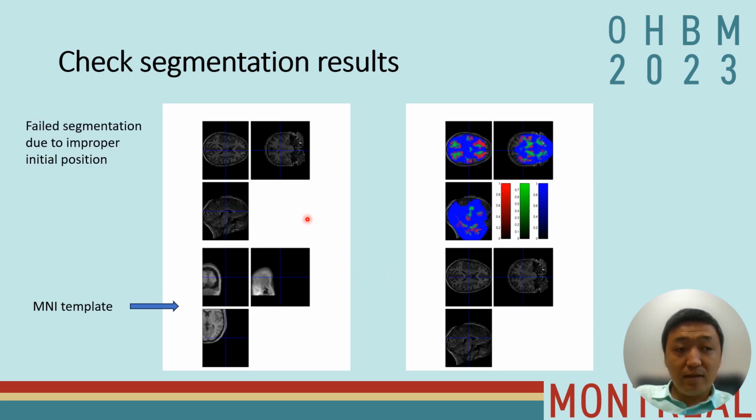And here is a bad example. In this case, the original position of the anatomical image was not the same as the template. Here it was rotated, and you can see that the output segmented image also did not capture the correct gray matter, white matter, and CSF. If this happens, we have to go back to manually set the range and perform the segmentation again.